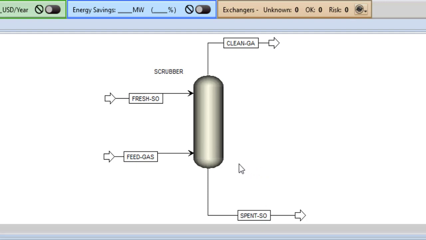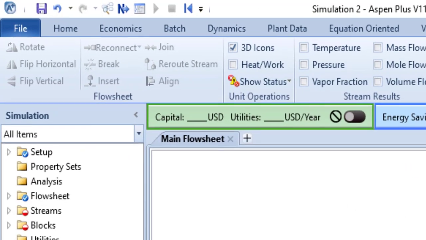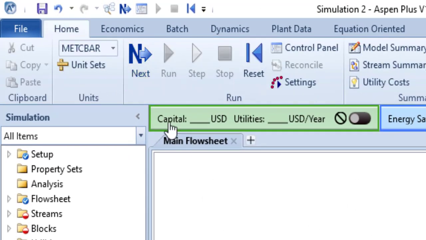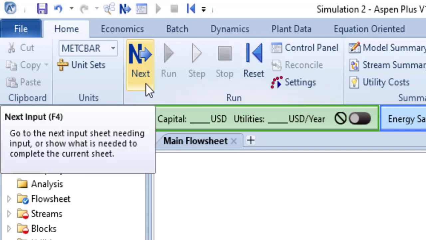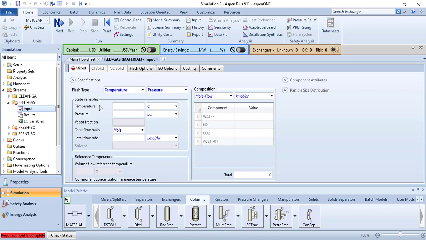Now we have to enter the data for the scrubber. This is the absorption column, and for our 2 feed streams. If you are not sure what to enter next, go to this home. There's this next icon as well. There's a big one. Click on this. The first thing Aspen Plus wants us to put are the specs of feed gas.